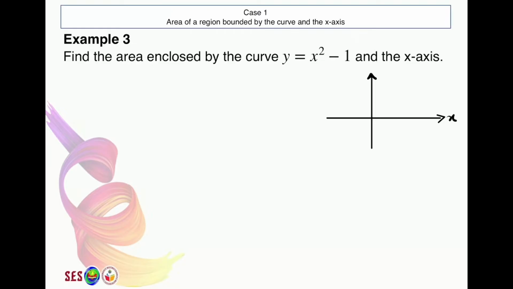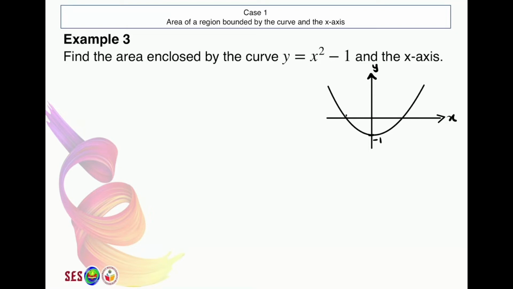So we have a function y equals x squared minus 1. If we were to draw the graph, it would look like this, with a y-intercept at -1, because when we substitute x equals 0, we get -1. So that is the y-intercept. It is bounded by the curve y equals x squared minus 1 and the x-axis.